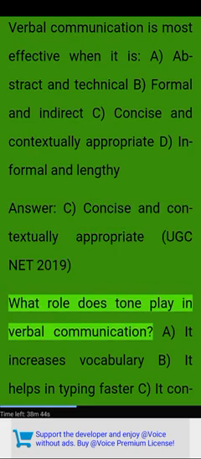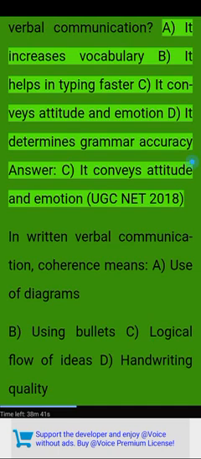What role does tone play in verbal communication? A. It increases vocabulary. B. It helps in typing faster. C. It conveys attitude and emotion. D. It determines grammar accuracy. Answer: C. It conveys attitude and emotion.